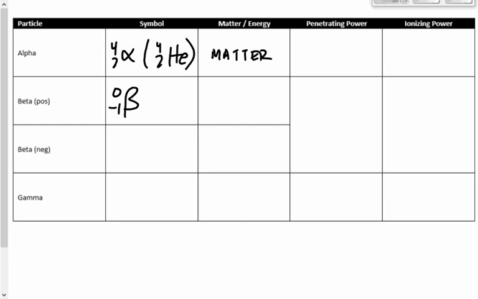It's exactly the same thing as an orbital electron. Just where it comes from. So that's sometimes why we distinguish it and call it a beta particle. This is also matter because electrons have mass.